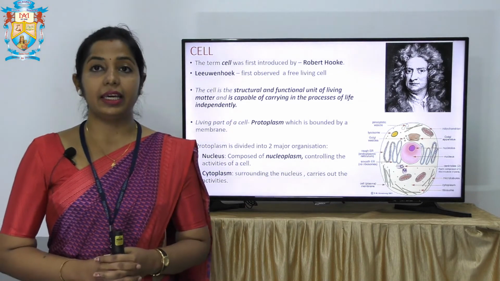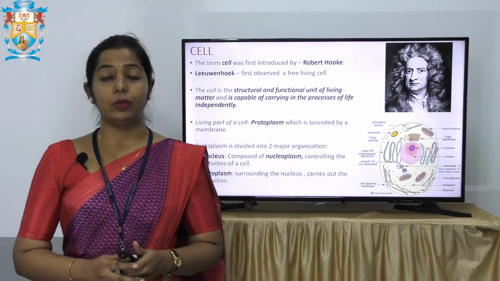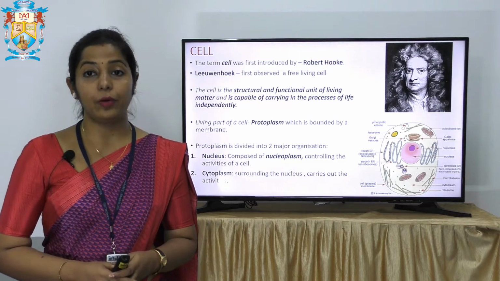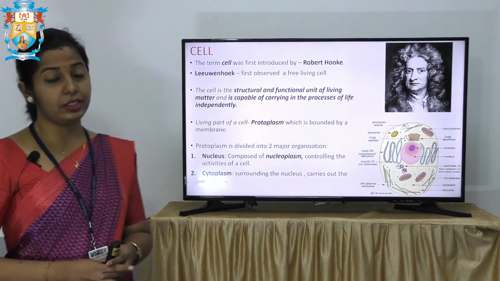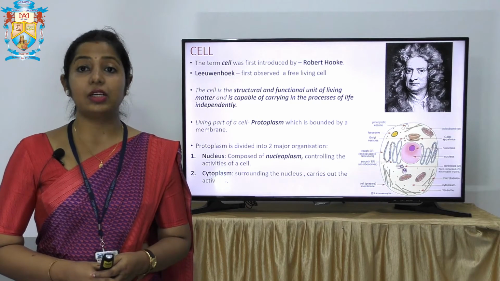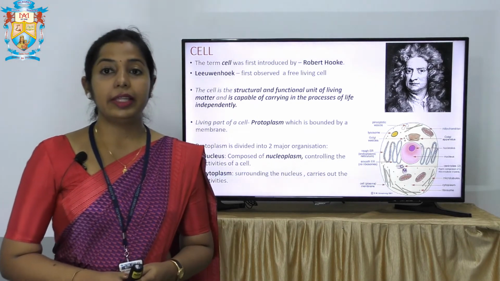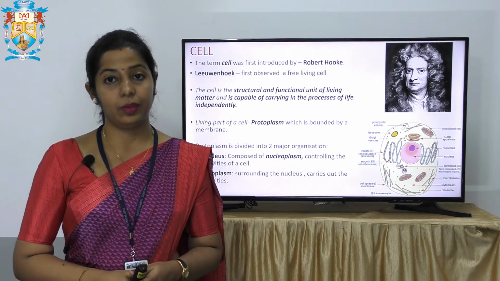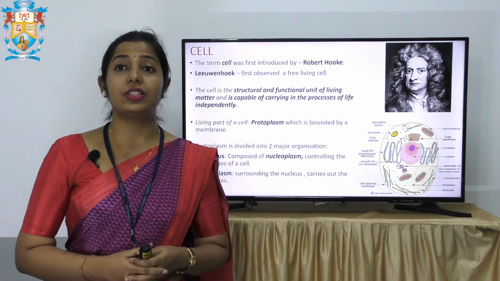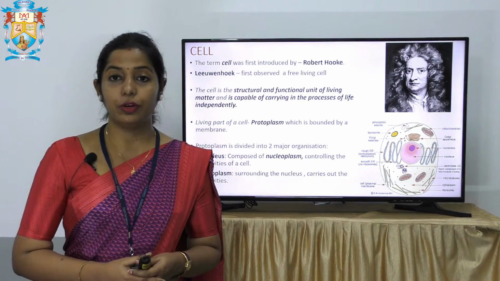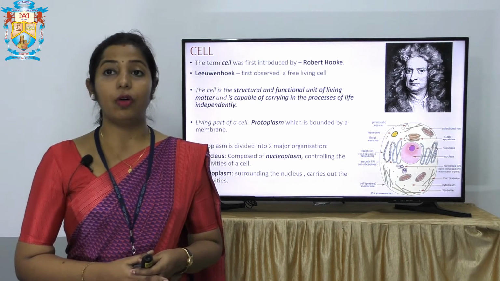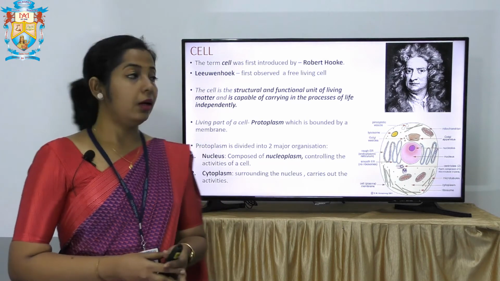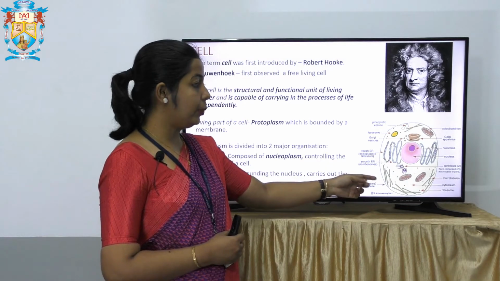Now at first, let's see some history about the cell. The term cell was first introduced by Robert Hooke. Robert Hooke is the scientist who first observed dead cork cells. Later on, Anton van Leeuwenhoek first observed free living cells. Now what is the cell? The cell is a structural and functional unit of living matter and is capable of carrying out the processes of life independently. Now as you can see, this is a typical animal eukaryotic cell.